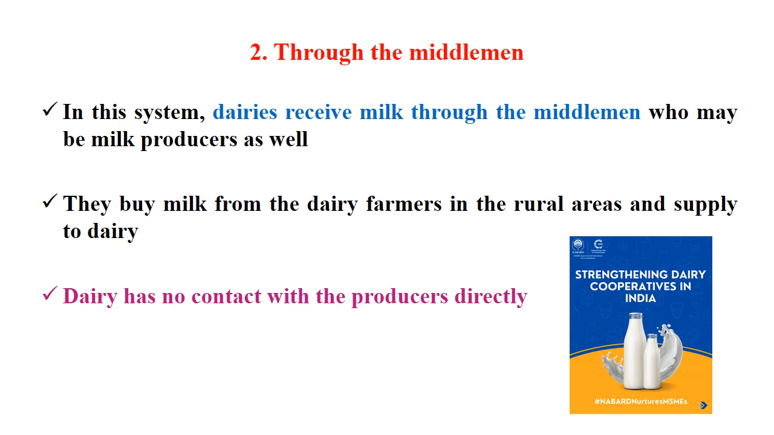They buy this milk from these dairy farmers in the rural area and bring it and supply it to the dairy. So in this case, the dairy has no contact with the producers directly. Only the middleman collects the milk from the producer and brings it to the dairy. Naturally, there is great exploitation by the middleman. He gets more profit than the actual producer due to the exploitation.